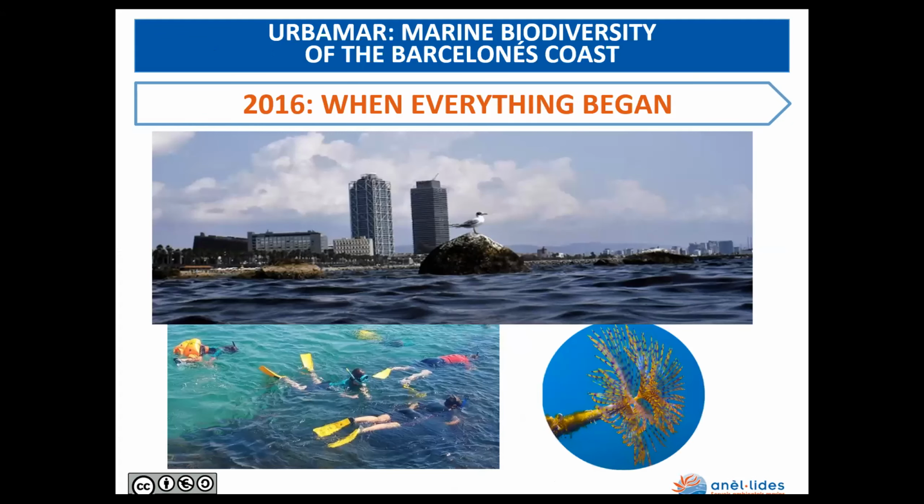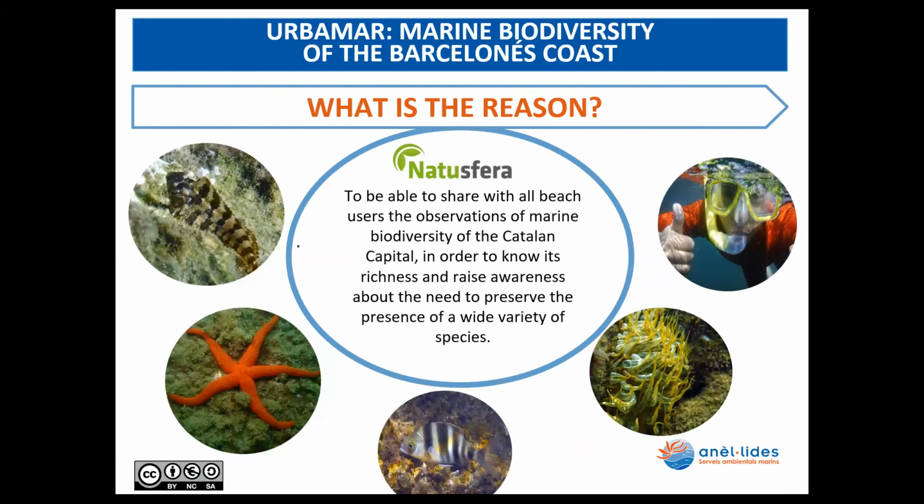Urbamar is a citizen science project to investigate, hand in hand with citizens, all the marine biodiversity of Barcelona's coast. The mission of this project is to show all the people the whole biodiversity on Barcelona's coast. We started in 2016, when we also started Analized. The reason for this project is to show all the people what kind of biodiversity you can find on an urban coast.